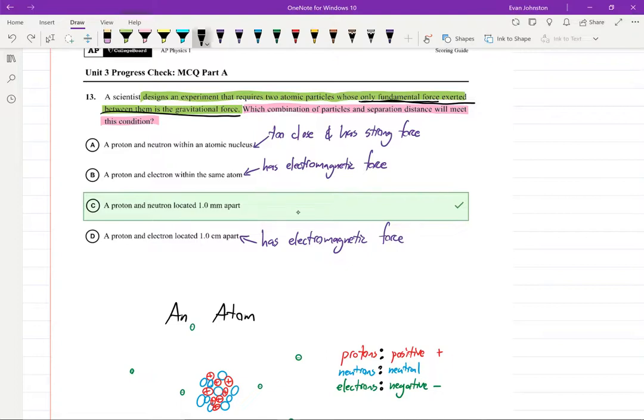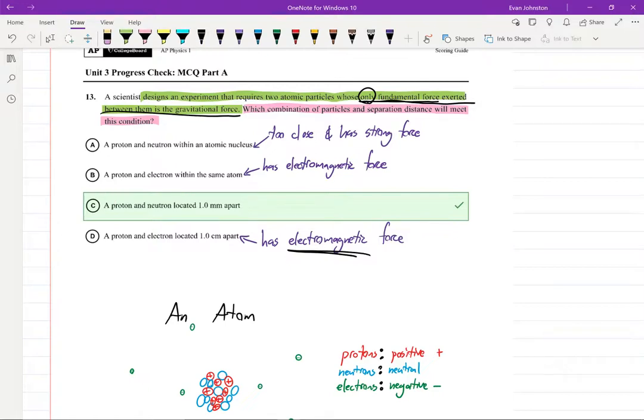And then we have a proton and neutron located 0.1 millimeters apart. I want to come back to why this is our correct one. And then we have a proton and electron located 1.0 centimeters apart. Well, we have a positive and we have a negative. We're again going to have that electromagnetic force. So even if gravity were present in this one, we still have another force, and we want only gravity.